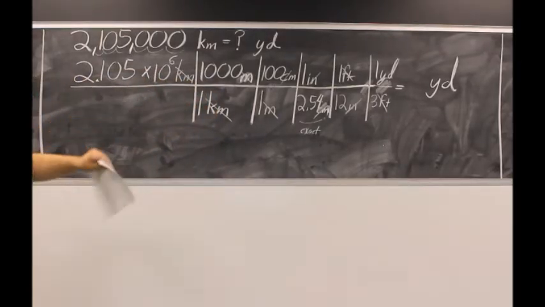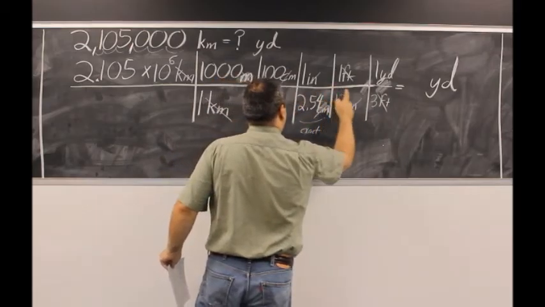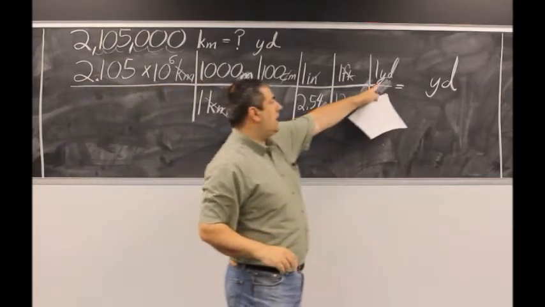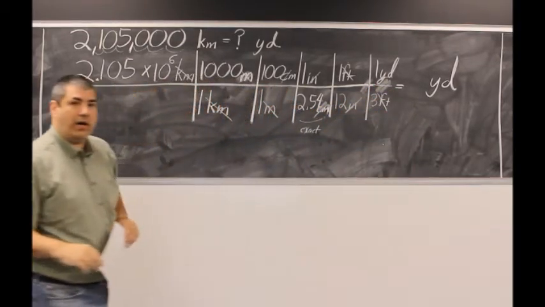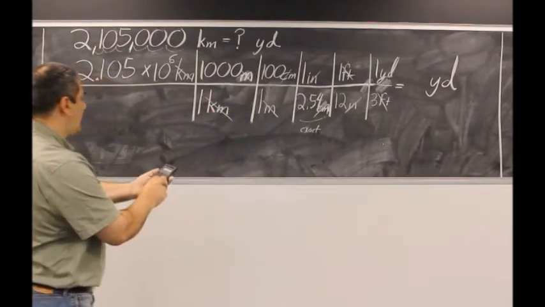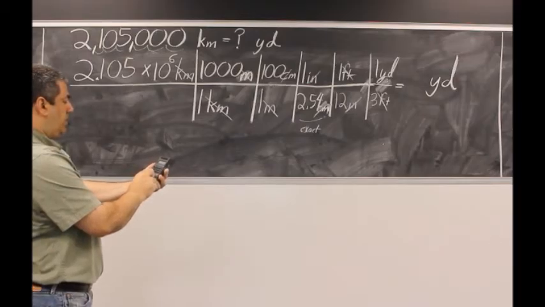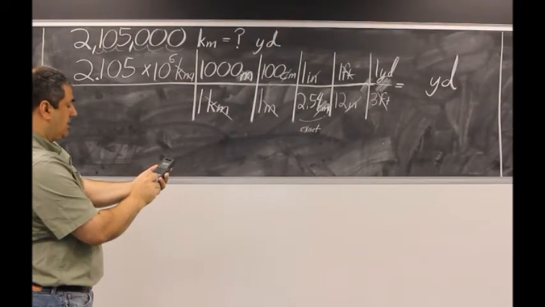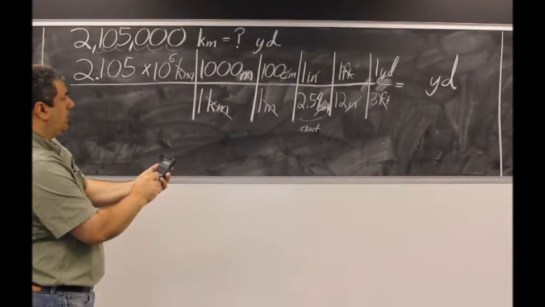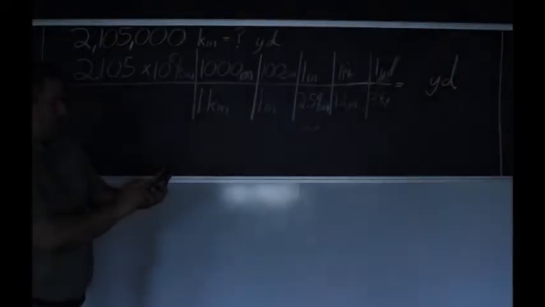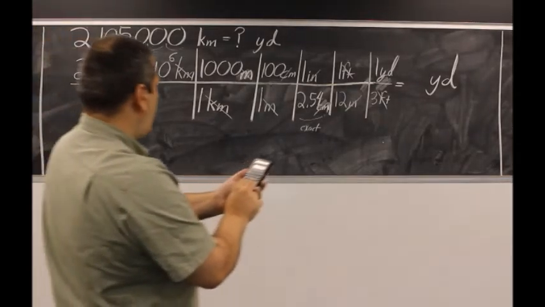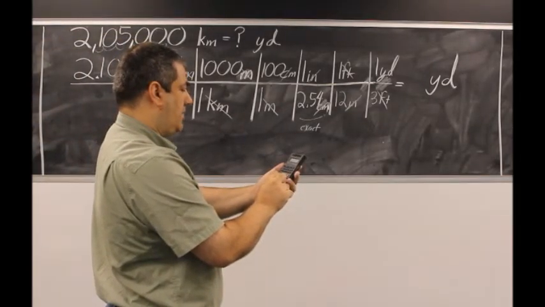So I've gone through 1, 2, 3, 4, 5 unit conversions. But that's okay because my last unit is yard, and that is what I want. So now, after all of that, you pick up your calculator and do the math. So 2.105 times 10 to the 6th times 1,000 times 100 divided by 2.54, not good for myself, not good for my solar powered calculator, divided by 12 and divided by 3.